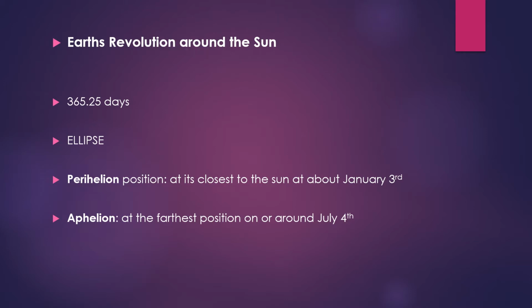How close we are to the sun doesn't mean we're in summer. It's where the tilt of the Earth is in relation to the sun. So if the North Pole is tilted towards the sun, we're in summer in the northern hemisphere. If the South Pole is tilted away from the sun, they're in winter in the southern hemisphere.